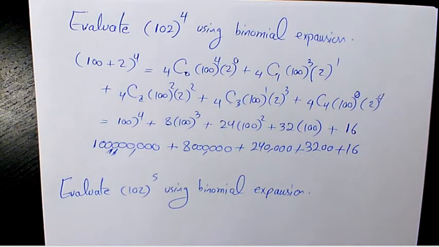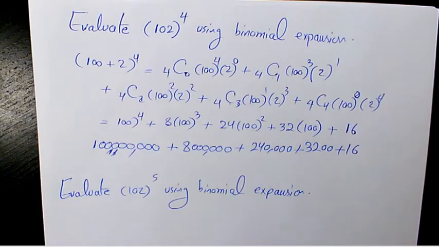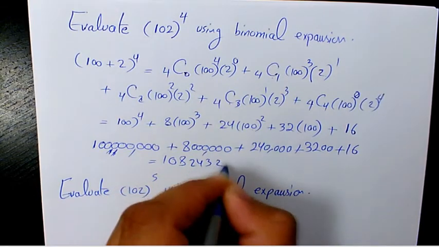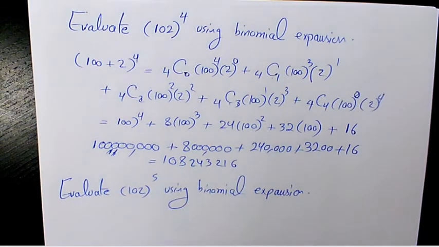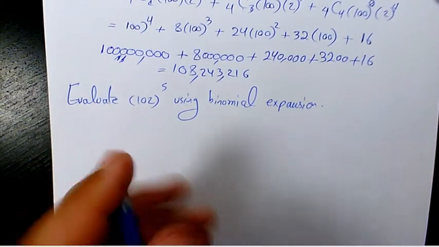So that would be 108,243,216. So, which will be 108,243,216. Next one is 102 to the power of 5.